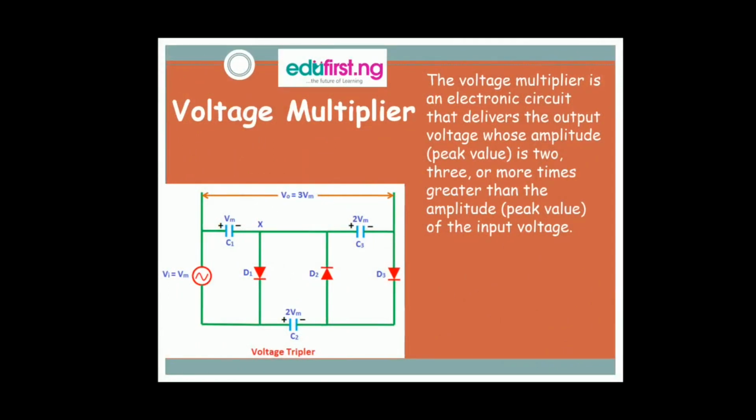Voltage multiplier. The voltage multiplier is an electronic circuit that delivers an output voltage whose amplitude or peak value is 2, 3 or more times greater than the amplitude or peak value of the input voltage.